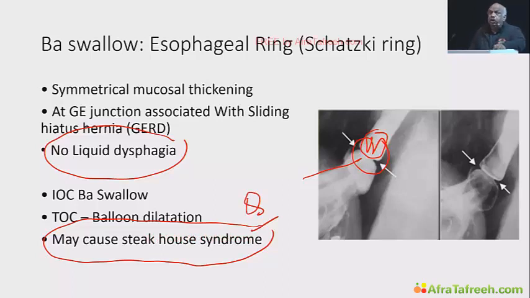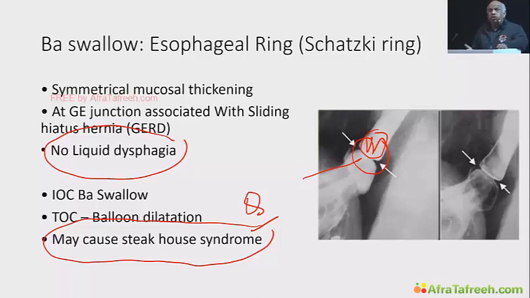esophageal spasm. What is Steakhouse syndrome? The patient takes a big bolus of meat, although it can happen with anything like orange pith or anything. He did not chew it properly, he swallows it, and the bolus goes here, gets stuck here. So the patient has developed sudden aphagia. He cannot eat anything. It's kind of an emergency and you have to do endoscopy and remove it.